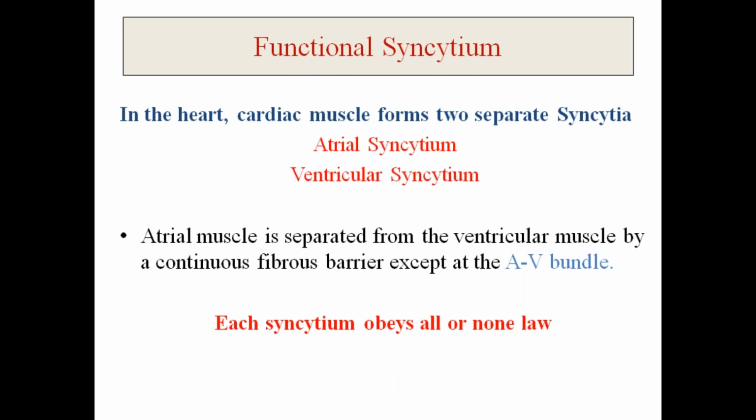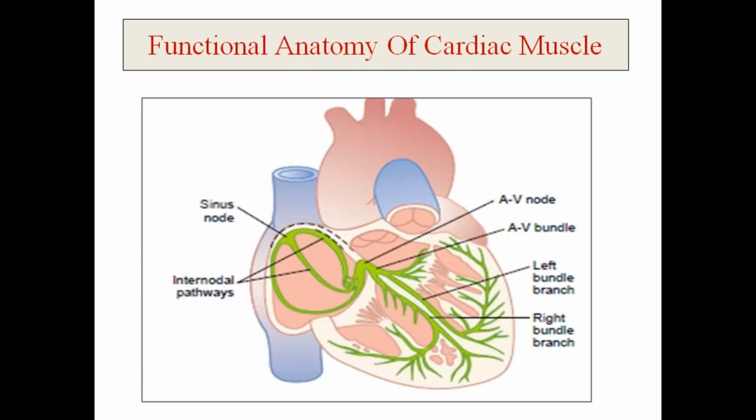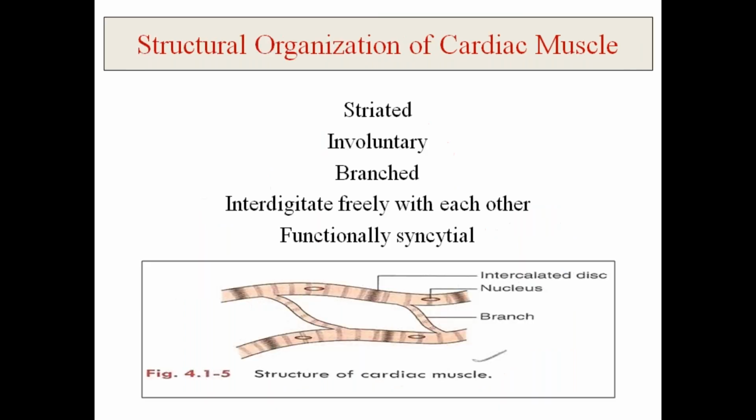Now, if you see the arrangement of your atria and ventricles, you will notice that they are separated from one another by a fibrous sheet in between them. The only point of contact between your atria and ventricles is your AV node, the atrioventricular node. So through this AV node your atria and ventricles are connected. Otherwise, the whole atria is separated from the ventricles by a fibrous sheet present in between them.